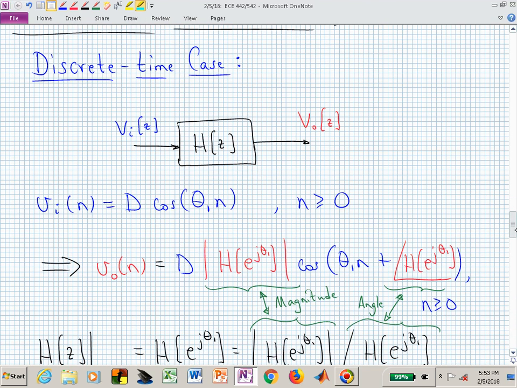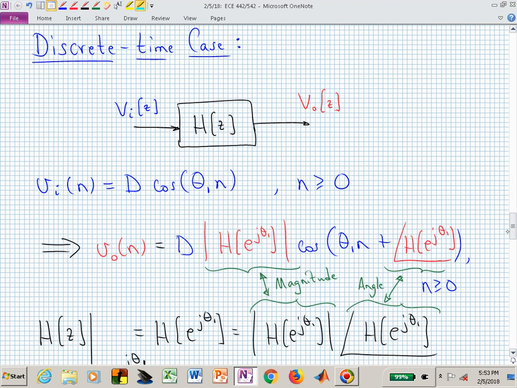The structure is identical to what we had for the continuous time case. We simply evaluate H, and where do we evaluate H for a frequency response? H of z.